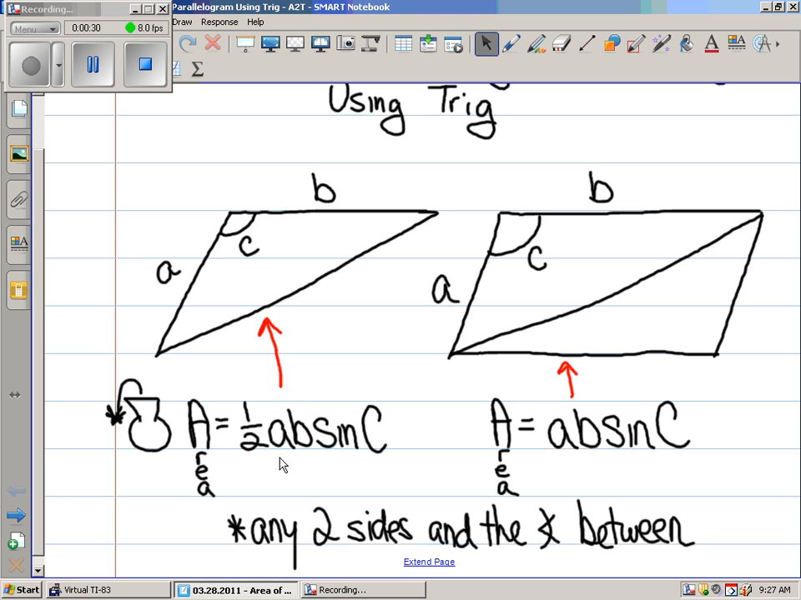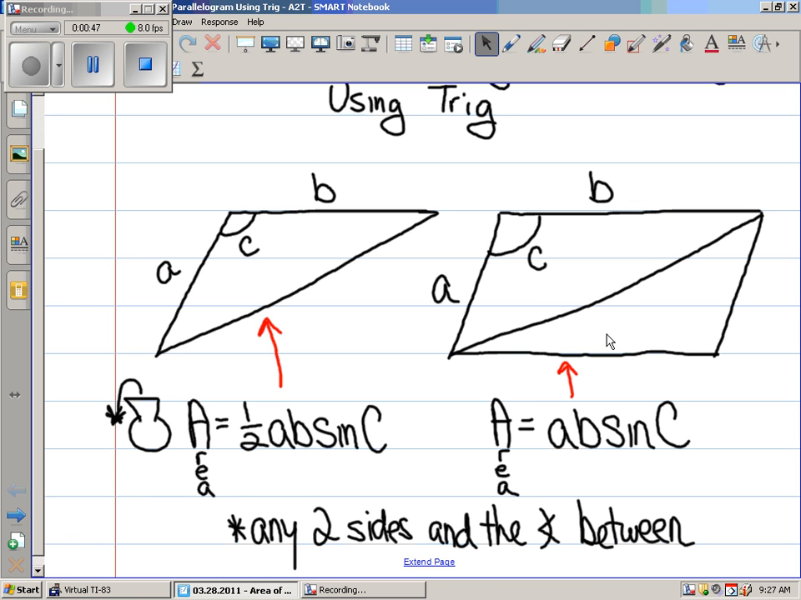This formula over here is given on your reference sheet. This formula you have to remember. What's the difference between the two? One of them is twice the other. That's because there are two congruent triangles in a parallelogram.